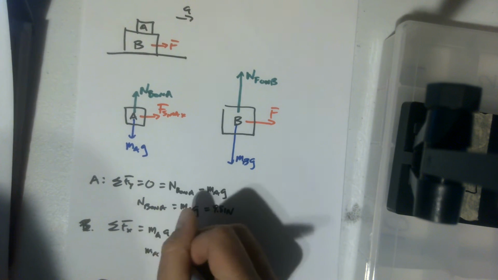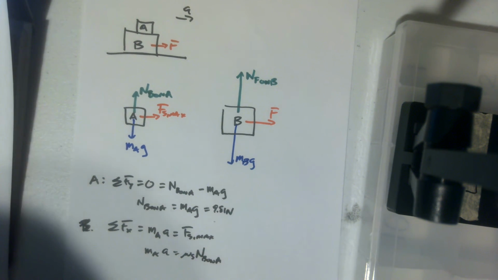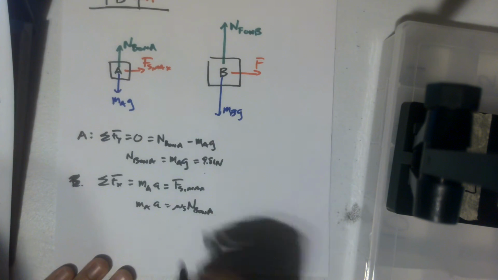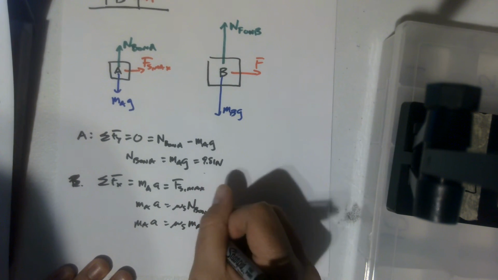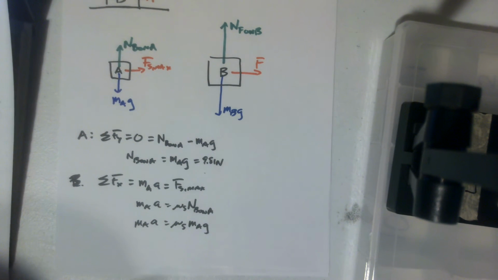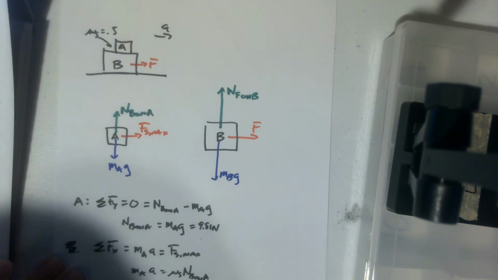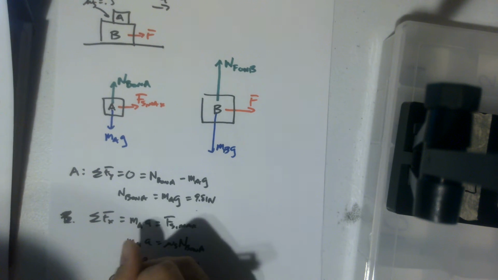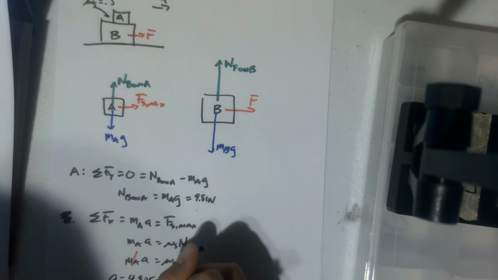Well, we can rewrite F of S max as mu S times N. Remember, that's N of B on A. And so, we can be more specific here. The normal force is actually equal to the mass of A times g. So when we want our acceleration, it's going to be mu S times g. And I think we're told that this mu value is 0.5 in the problem. So we can now solve for A here. It'd be 0.5 times 9.81. I'm going to get 4.905 meters per second squared here.